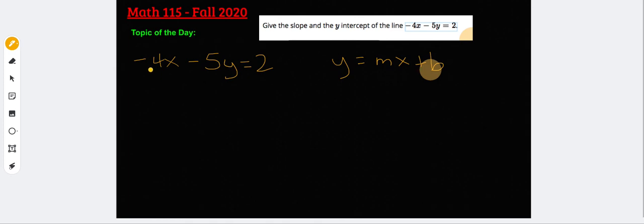First thing you want to do is probably, I guess I'm going to add 4x to both sides because that might be easier to digest at first. And remember, you have to do it to this side too. So you're going to get negative 5y is equal to 4x plus 2, if you allow me that. It's just reversing the order.